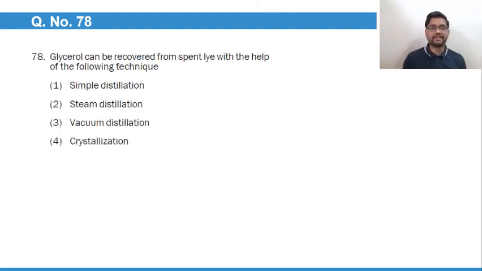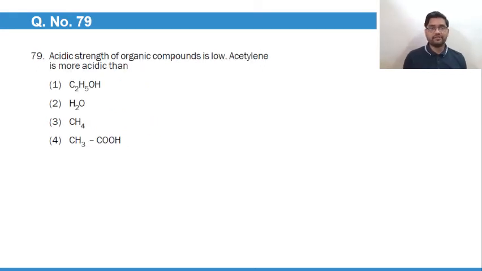78. Glycerol can be recovered from spent lye with the help of the following technique. Glycerol can be recovered from spent lye by vacuum distillation. 79. Acidic strength of an organic compound is low. Acetylene is more acidic than CH4. Rest all are more acidic than acetylene. Okay.